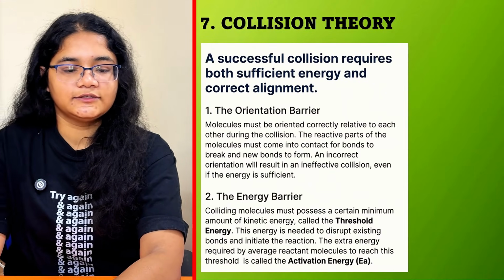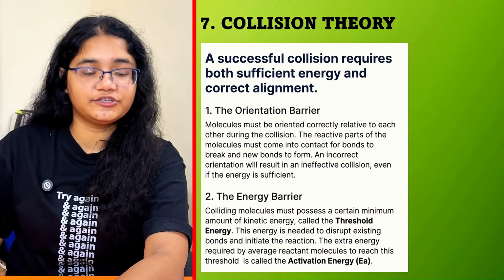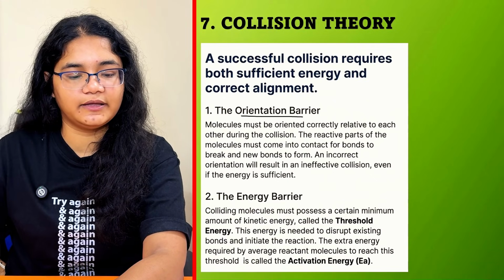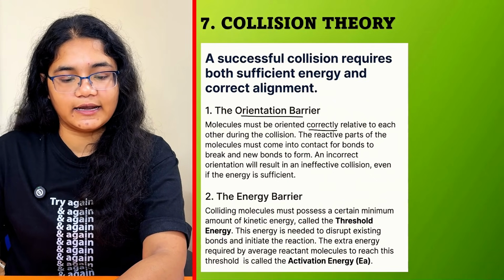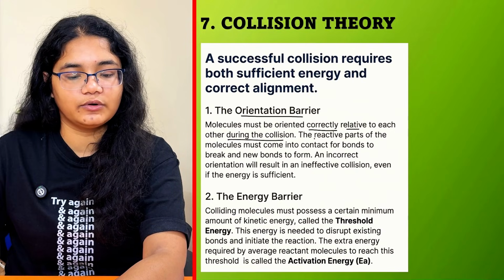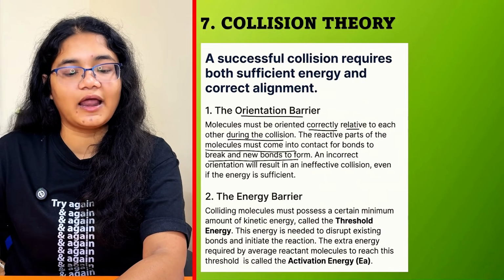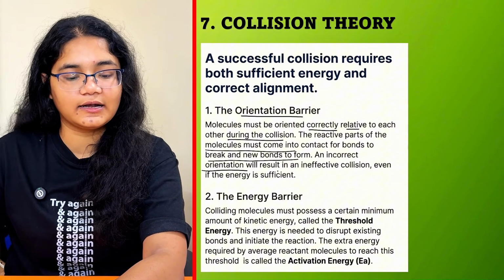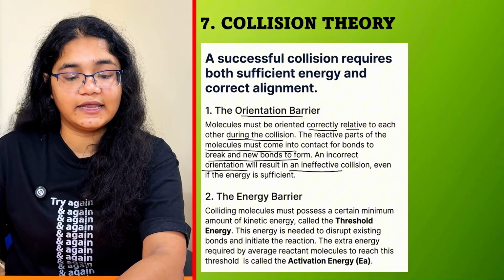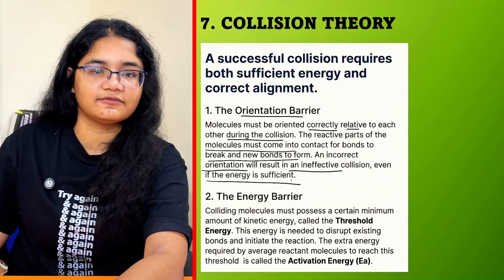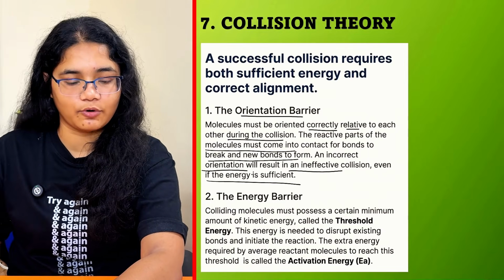So what does a successful collision look like? First of all, the orientation barrier. Molecules must orient correctly relative to each other during the collision. The reactive parts of the molecules must come into contact for bonds to break and bonds to form. Incorrect orientation will result in an ineffective collision even if the energy is sufficient. The collision should happen in the proper orientation.